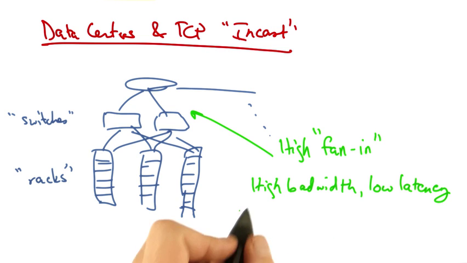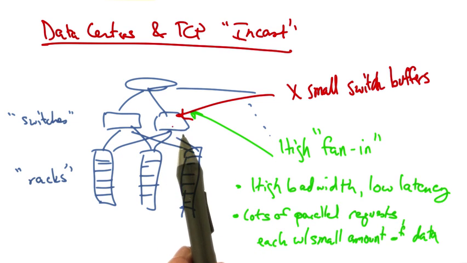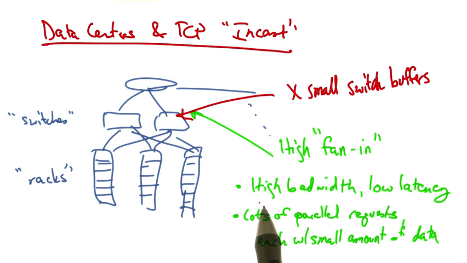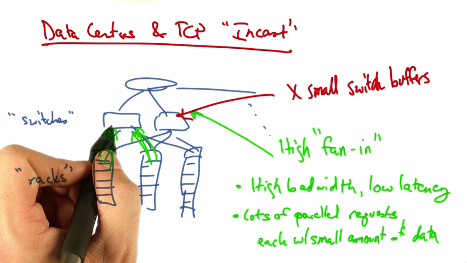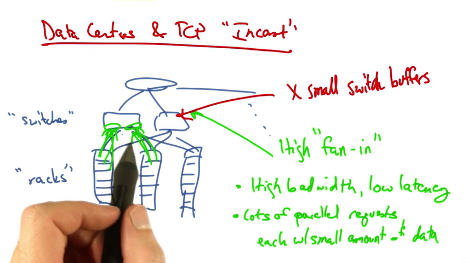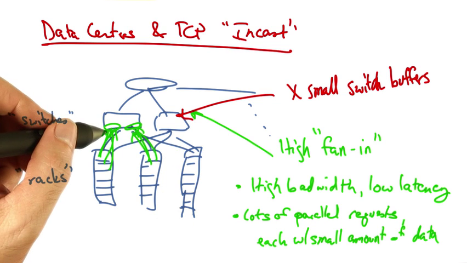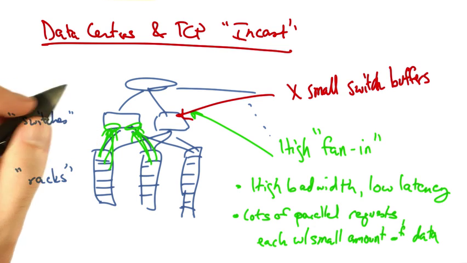of data per request. The other constraint that we face is that the buffers in these switches can be quite small. So when we combine the requirements of high bandwidth and low latency for the applications, the presence of many parallel requests coming from these servers, and the fact that the switches have relatively small buffers, we can see that potentially there'll be a problem. The throughput collapse that results from this phenomenon is called the TCP Incast problem.